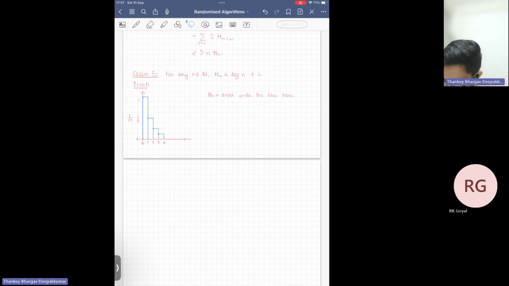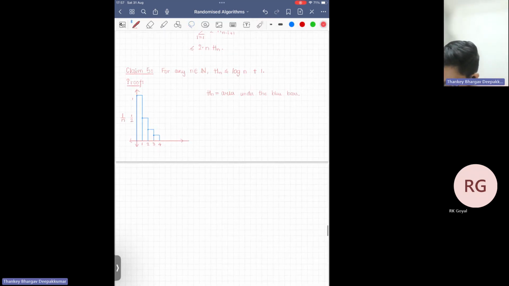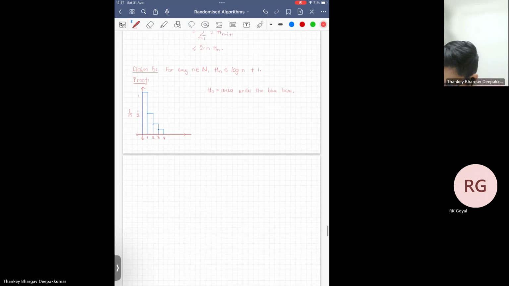Okay, so now what I want to do is, what's log 1? So log 1 is 0, right? Or rather, let me do it like this. So I have these bars. Now let me, I am not going to get the curve right.